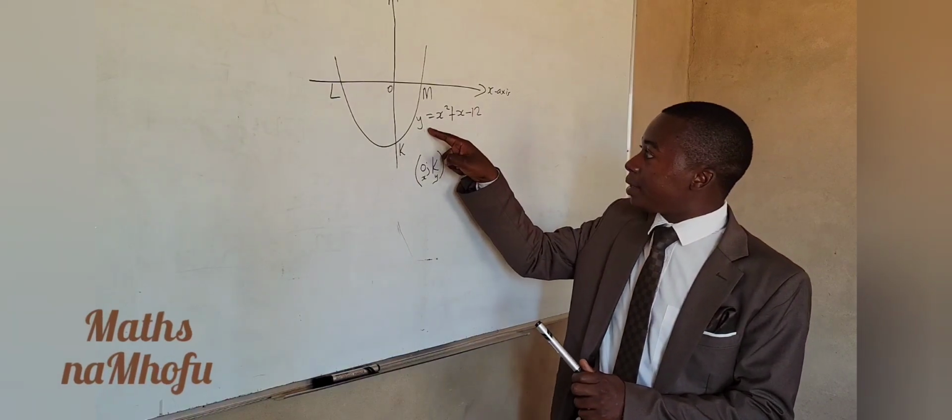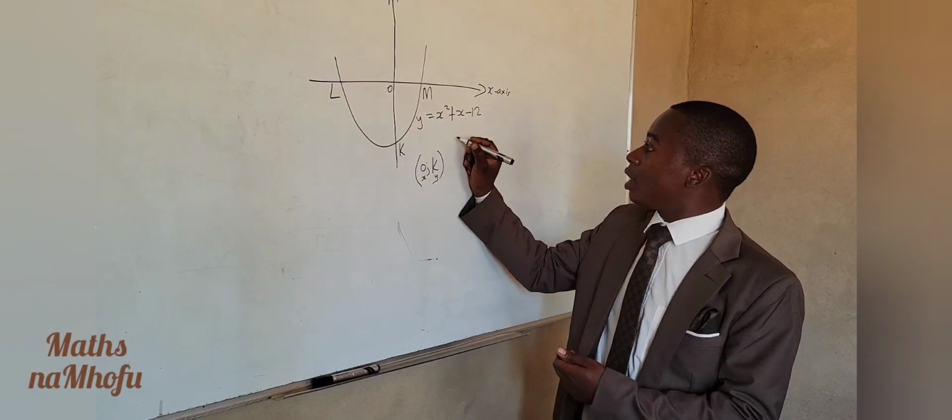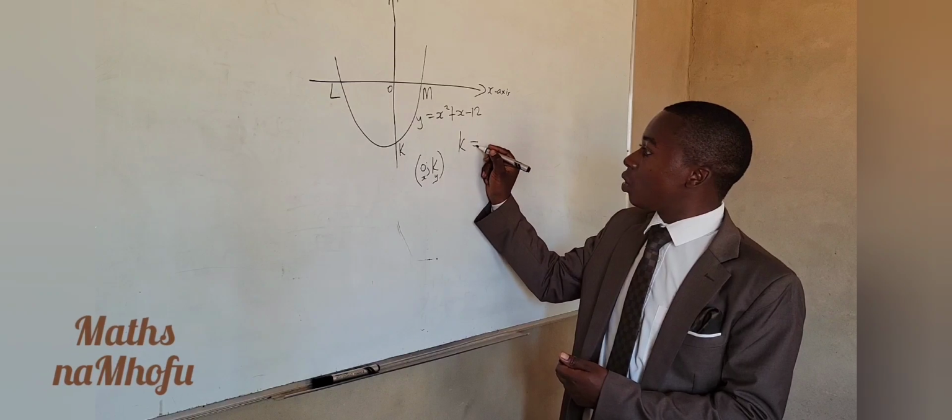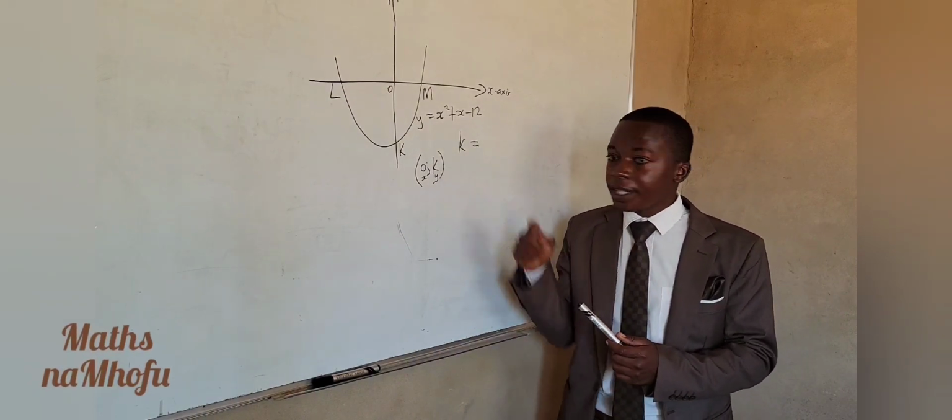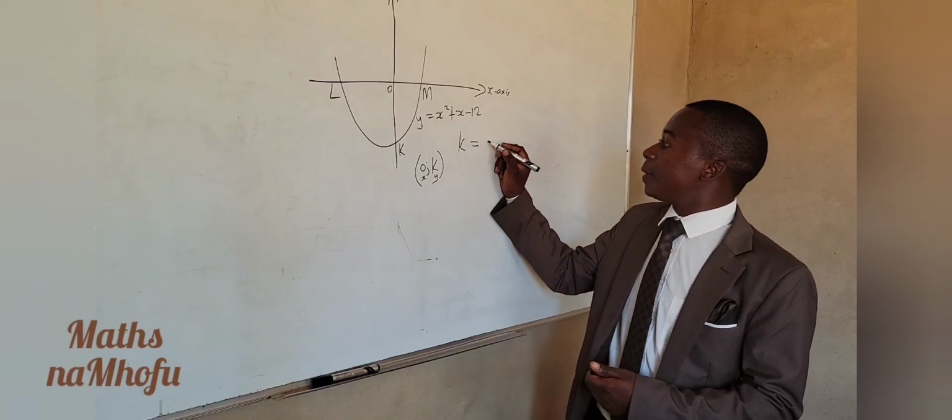Instead of writing y, and this is our equation, we are now writing k equals. Are we together? Instead of writing x, we are substituting because we want to find the value of k. We are now replacing x with 0.